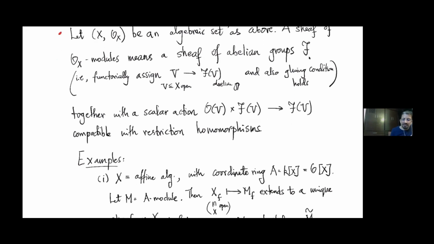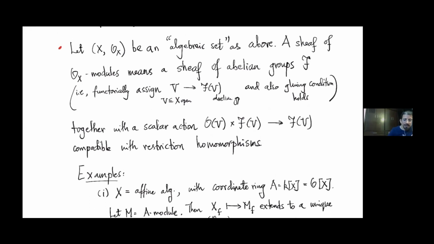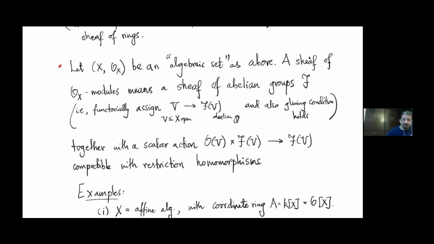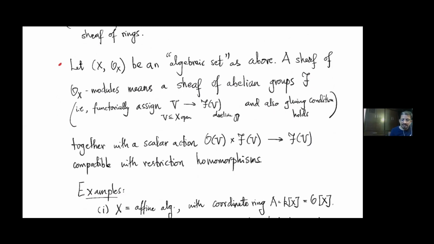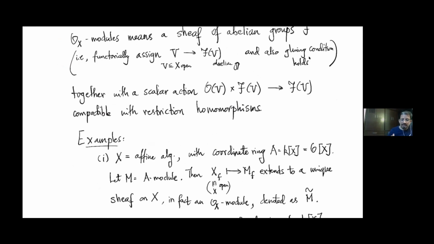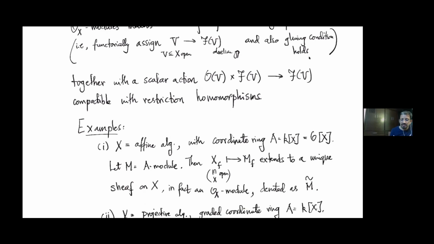So if I have a sheaf of abelian groups, we will call it an O_X module if there is a scalar action from O_X. That means for every open set V, here I forgot to say V is an open set, I have a scalar action like this, which has some obvious compatibility conditions. It is compatible with restrictions because all of these you can restrict to smaller open sets, and so you will have restriction maps, and it should be compatible.